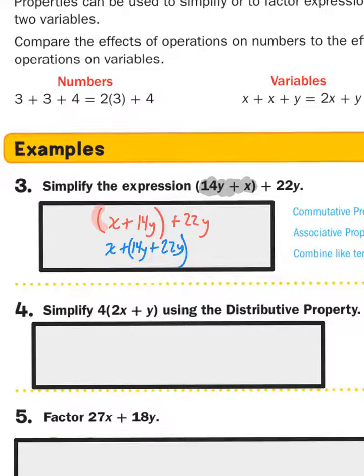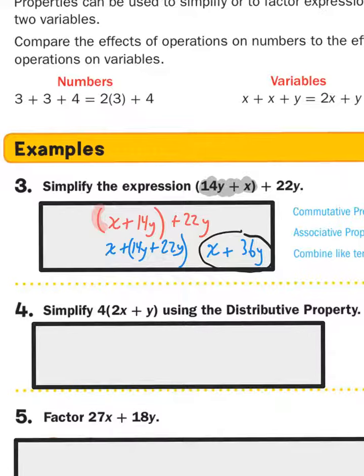And 22 plus 14 is 36. So that's going to be 36y. And I'm going to have the plus x. And this is as far as you can go. You cannot add x's and y's because they're not like terms. So we have x plus 36y.